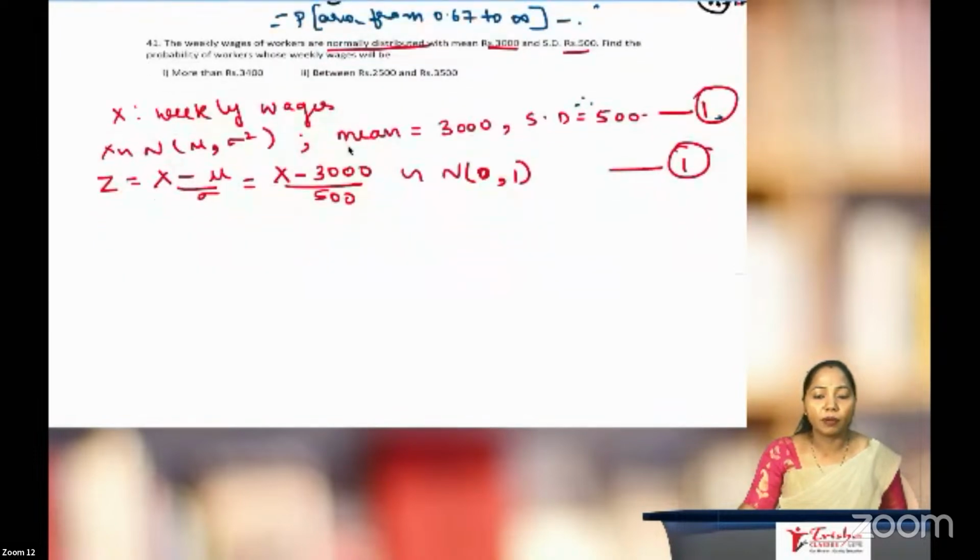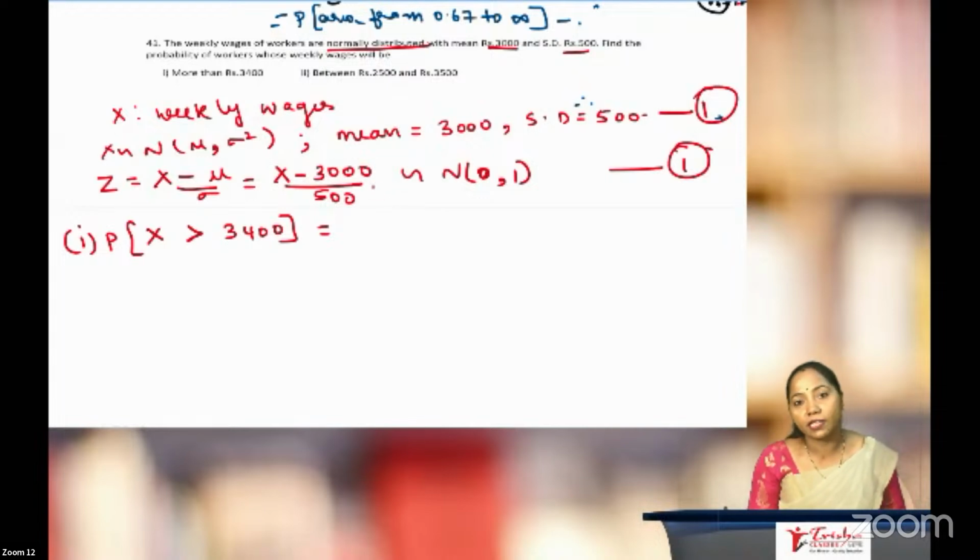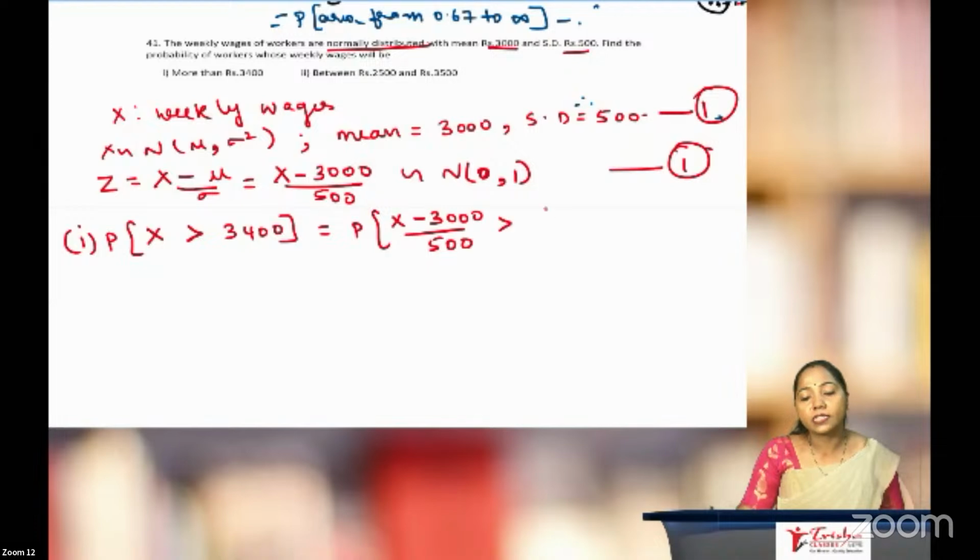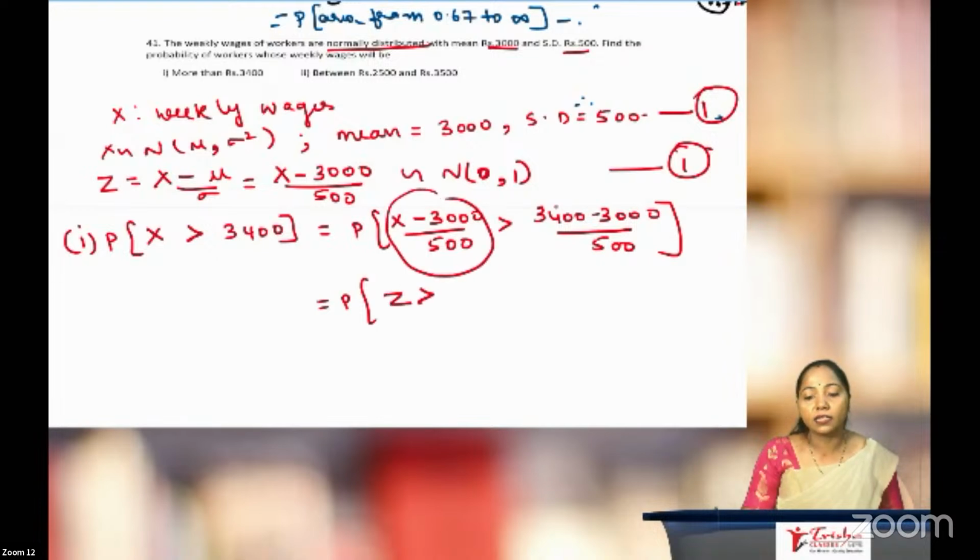Now let us find the probability. Probability x more than 3400. Less will be left hand, more will be right hand. So standardize. Without standardizing, we cannot find the probability. Whenever normal distribution sums are given, you have to standardize it. That is x minus mu divided by sigma greater than 3400 minus 3000 divided by 500. So this is nothing but z greater than 3400 minus 3000 by 500.